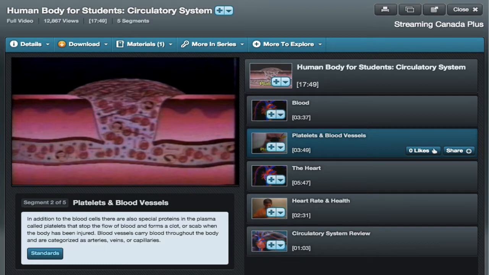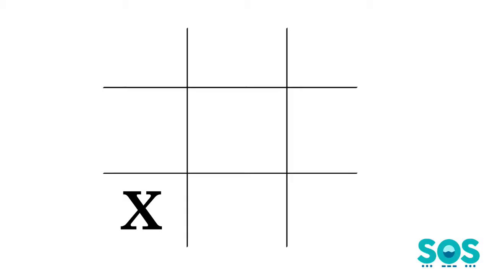In this example, I had my students watch a video segment on the role that platelets have in the human body. After the segment was finished, student X had 1 minute to verbalize to student O what he learned from the video. He then placed an X somewhere on the tic-tac-toe board. Student O then had 1 minute to verbalize to student X what he learned from the video. Student O should not repeat anything that was said from student X. If he doesn't, he would place an O on the tic-tac-toe board.